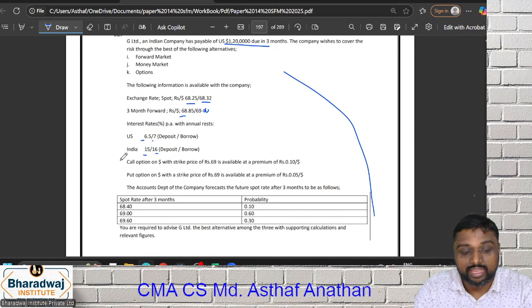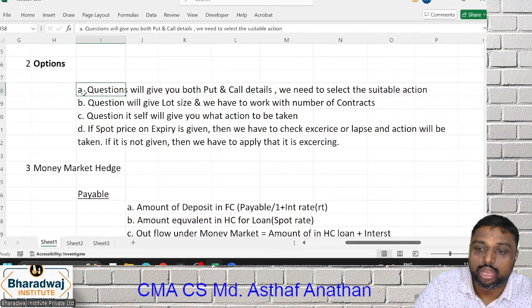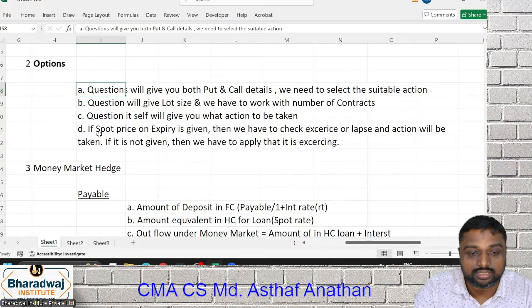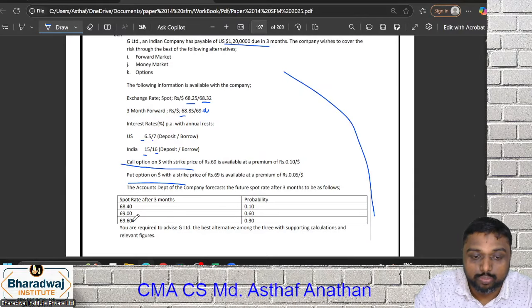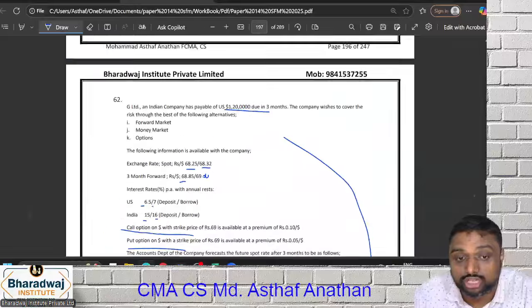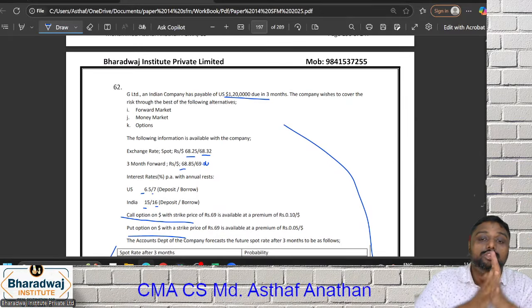See here, the case one, we have discussed two cases. See, question will give you both put and call details. We have to select. Yes, this is the case. Call option with a strike price, put option. Then one more case we have discussed. If spot price on expiry is given, we have to check, yes, spot price on expiry also given. So that is a standard question. That is the reason I have taken this question, my dear friends. This is the previous year question came for 16 syllabus. So we have to do this.